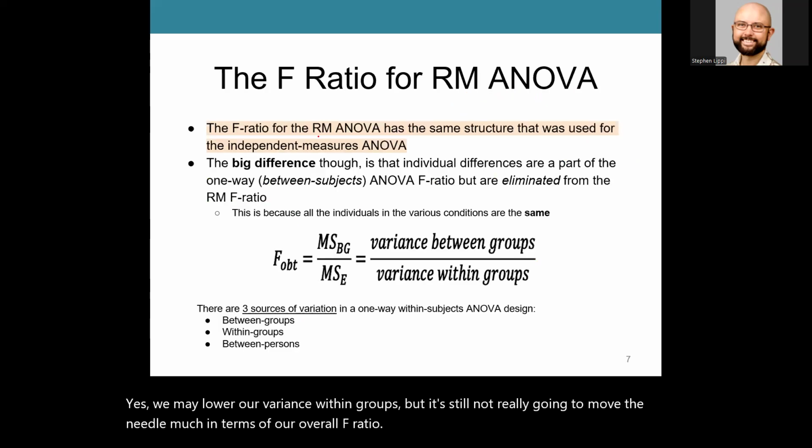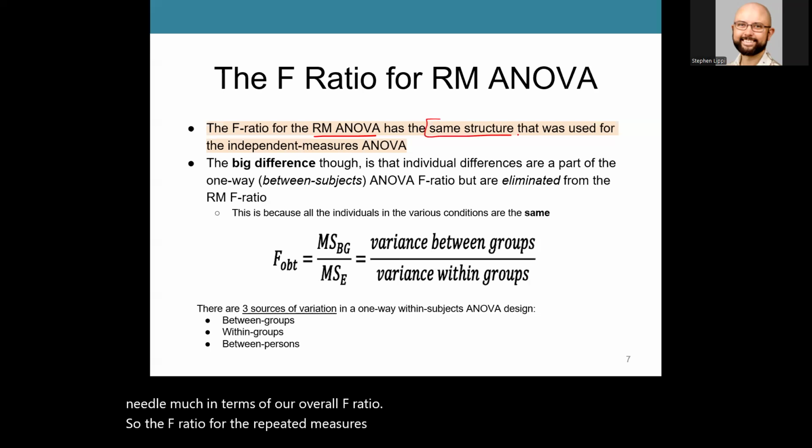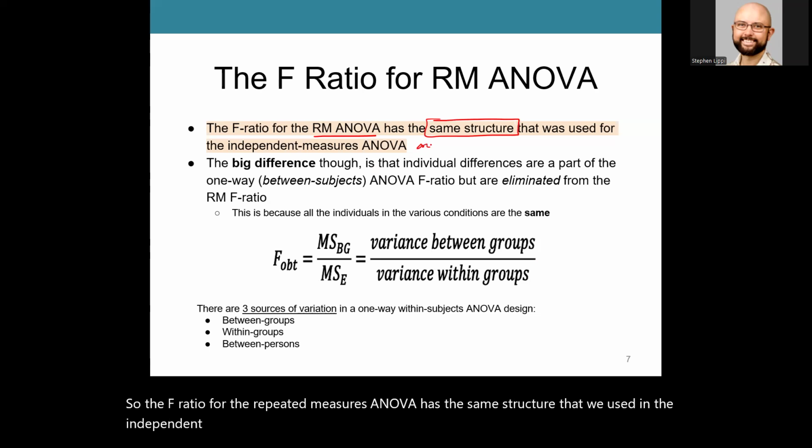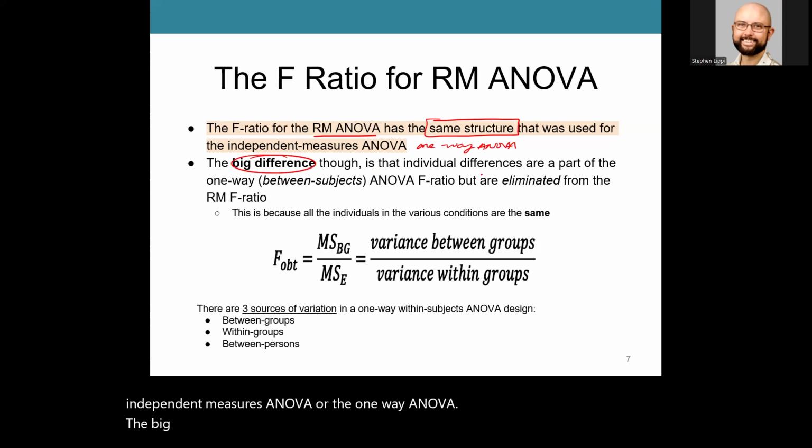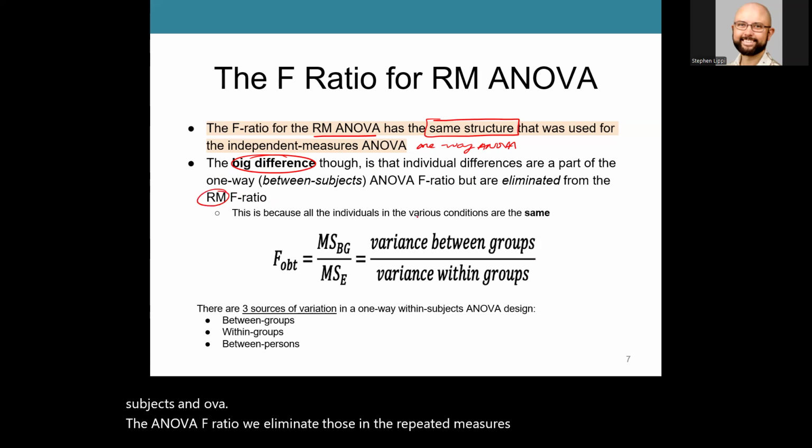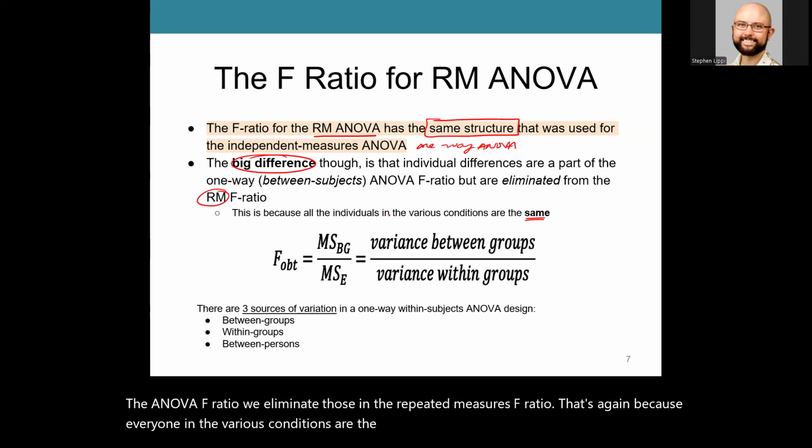So the F ratio for the repeated measures ANOVA has the same structure that we used in the independent measures ANOVA, or the one-way ANOVA. The big difference, though, is that the individual differences are a part of the one-way between subjects ANOVA F ratio. We eliminate those in the repeated measures F ratio. That's, again, because everyone in the various conditions is the same.